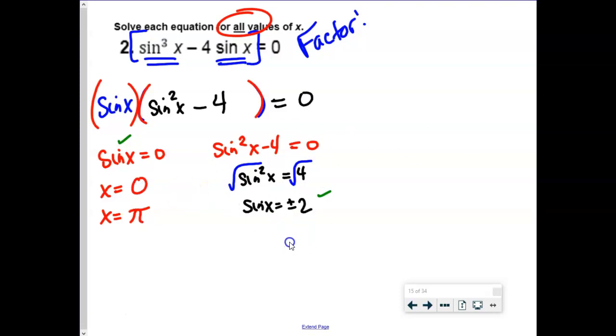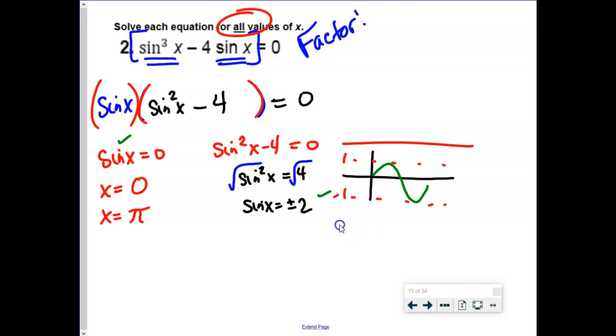Find all the places on the unit circle where your sine is 2 or negative 2. Is it? Because I'm thinking about sine wiggling between 1 and negative 1. Here's 2, and here's negative 2. There are no solutions here. This is garbage. So, if this was my final answer, I'm going to be in a bit of trouble, because it did say find all solutions.